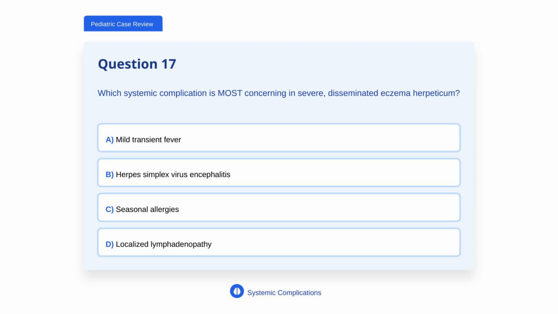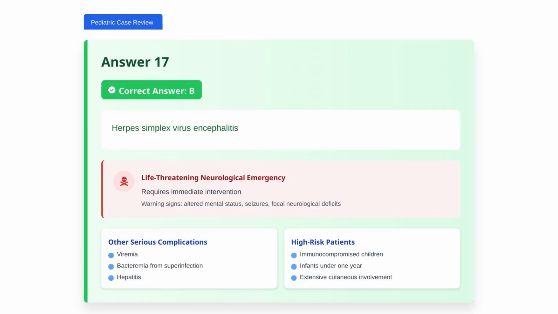Which systemic complication is most concerning and severe in disseminated eczema herpeticum? Is it mild transient fever, herpes simplex virus encephalitis, seasonal allergies, or localized lymphadenopathy? The correct answer is B. Herpes simplex virus encephalitis is the most concerning systemic complication in severe disseminated eczema herpeticum.